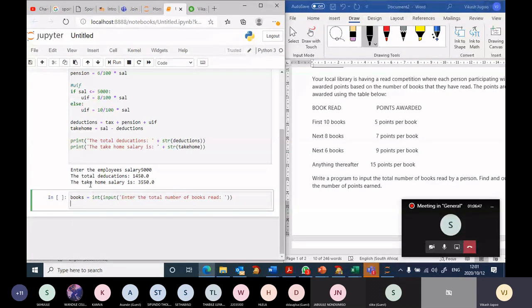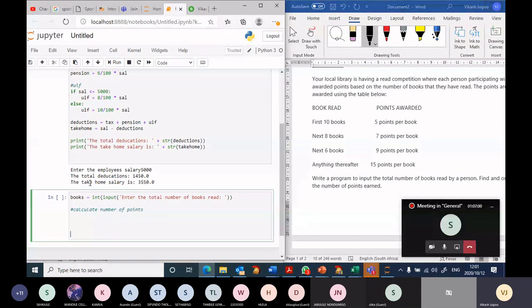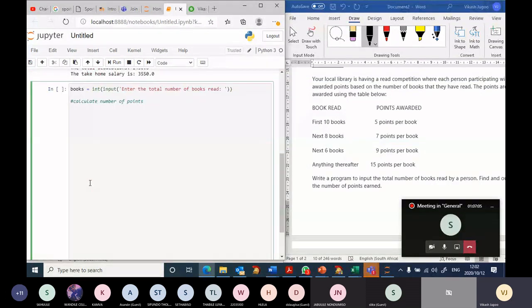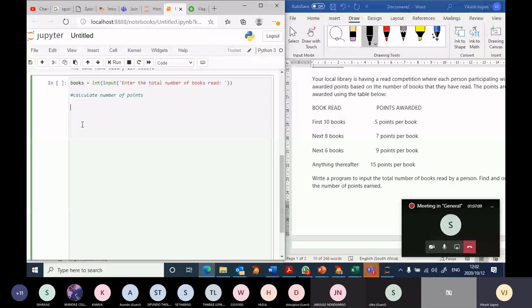So that's the first part where I've got to input the total number of books, find and output the number of points. I'm going to put a comment, and the comment is going to say calculate number of points, because that's what I'm doing. I'm just making some extra space so that you don't see the program. That part has gone away, and I'm only focusing on this particular program. So let's start our if check. If books, the variable that I just read, if books is less than or equal to 10.